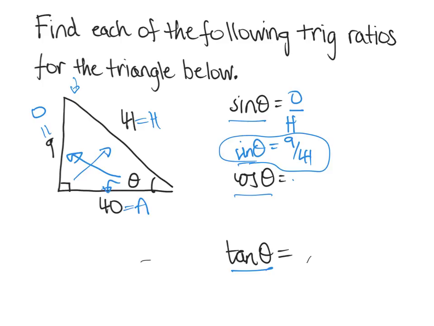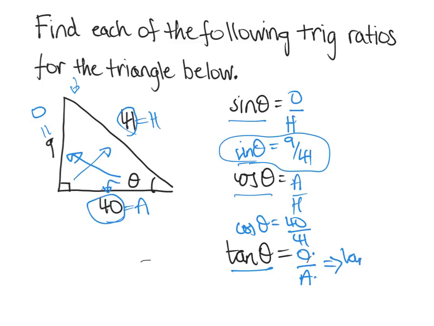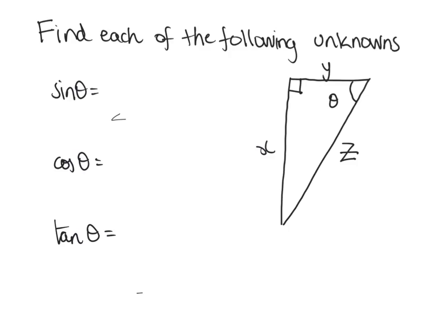Cos of theta is equal to the adjacent divided by the hypotenuse. So cos of theta, the adjacent side is 40 and the hypotenuse is 41. Now tan of theta is the opposite divided by the adjacent. That will mean that tan of theta will be equal to, the opposite side is 9 and the adjacent side is 40. So tan of theta will be 9 divided by 40. Let's try the next one.